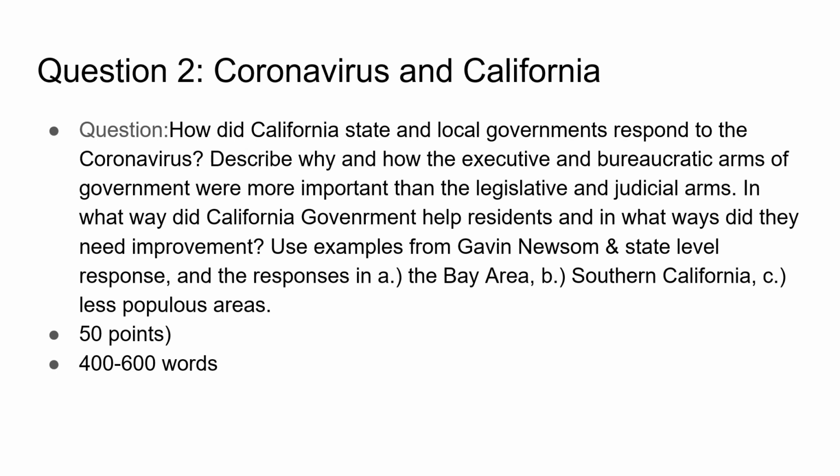Question 2 is about California's response to the coronavirus. So the question is, how did California state and local governments respond to the coronavirus? Describe why and how the executive and bureaucratic arms of the government were more important than the legislative and judicial arms. In what way did California government help residents, and in what ways did they need improvement? Use examples from the state level, and then responses in 3 areas: the Bay Area, Southern California, and then 1 or more less populous areas. You can combine those into a paragraph.